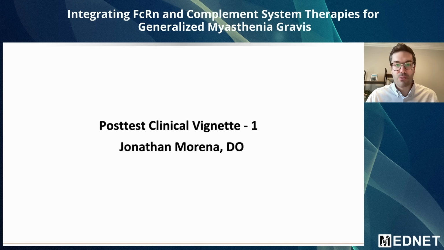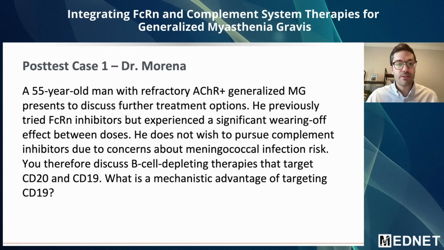So we're going to be going into that same question. Again, this was the 55-year-old man with refractory AChR positive generalized MG. He had wearing off effect from FcRn, didn't want to do complement inhibitors, so you're discussing B cell depletion. And the main question was, what's the mechanistic advantage of targeting CD19?